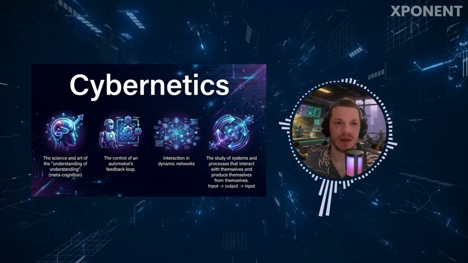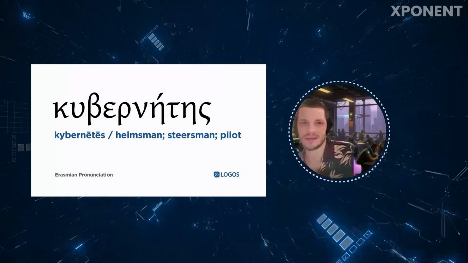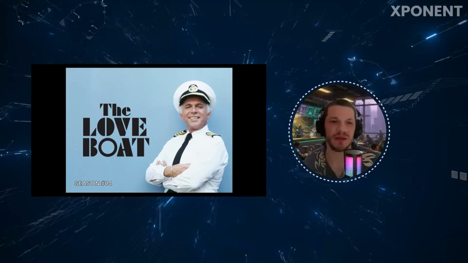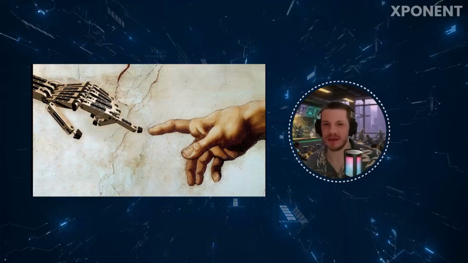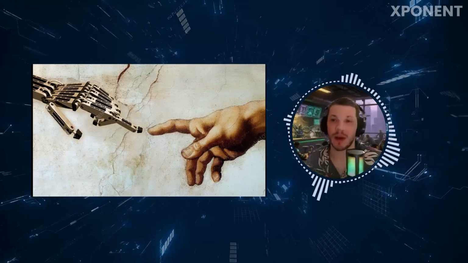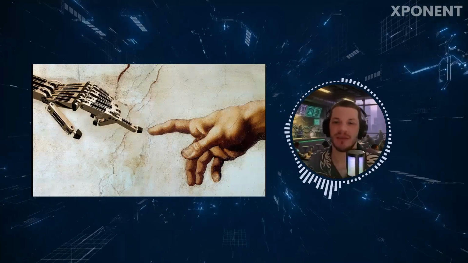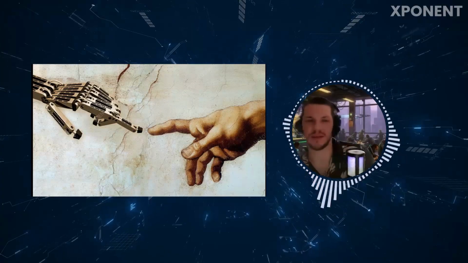So cybernetics, the word comes from the Greek for Kubernetes, which means steersman or governor or captain. And this field aims to bridge the gap between organic and mechanical. The idea is that biological nervous systems and electronic circuits are governed by the same laws. And like many technological leaps, it started with World War II.